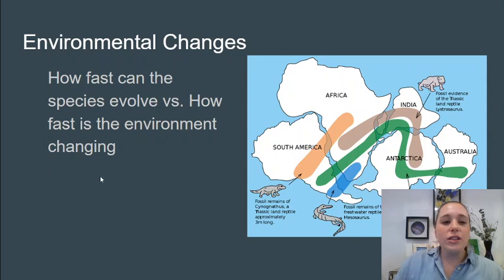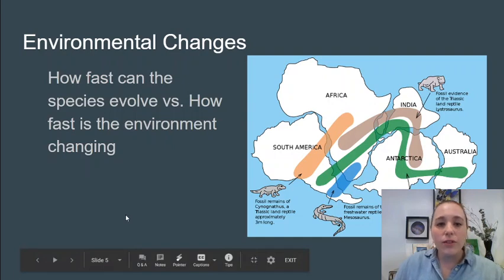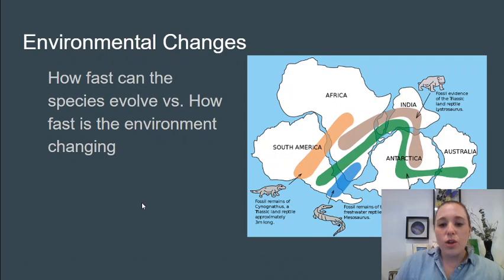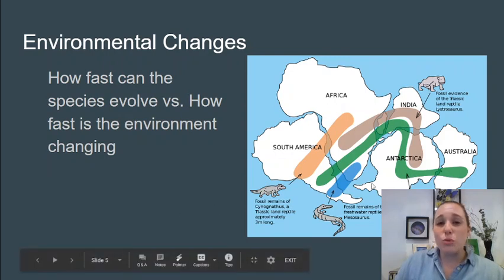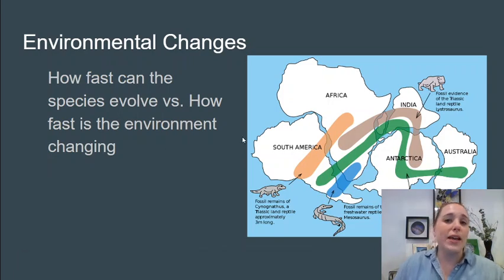And so this leads to our guiding thought. We want to be thinking about how fast can a species evolve compared to how fast the environment is changing. So for continental drift, it's a really slow change, which means our species are going to be better able to adapt and survive.